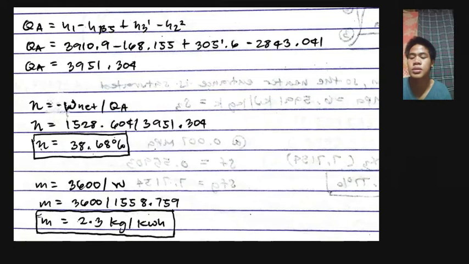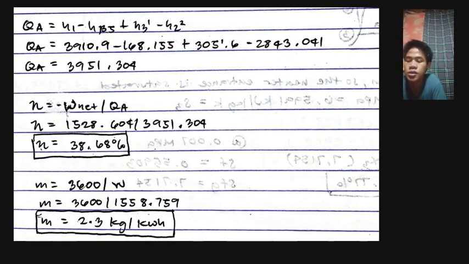So substituting it, N equals 1528.604 over 3951.304, and calculating it, N equals 38.68%.